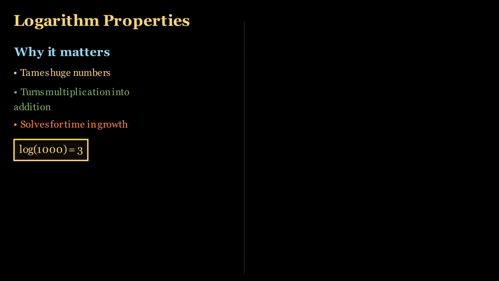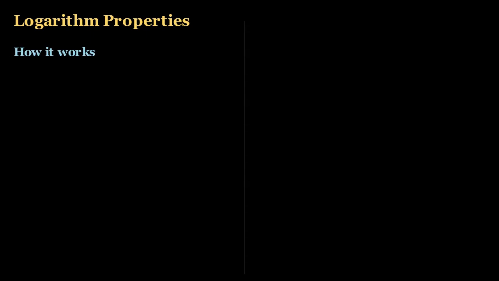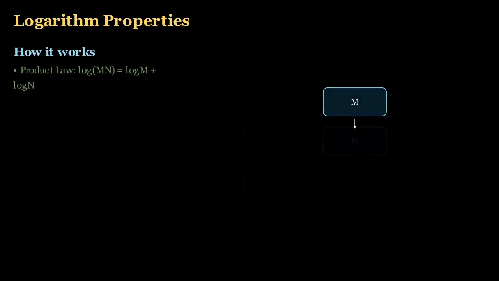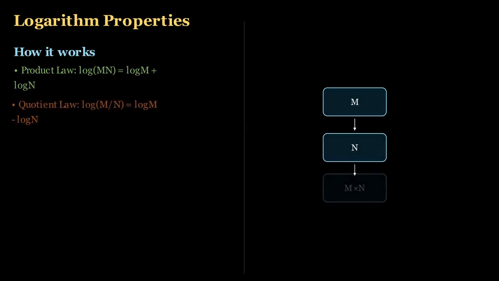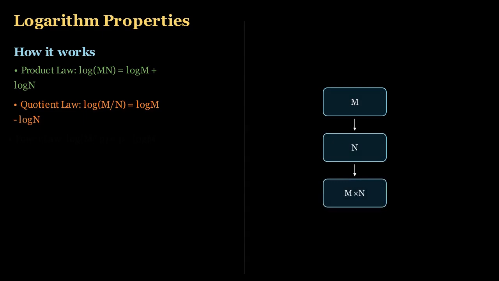First, the product law. Say log base b of m is x, and log base b of n is y. That means b to the x equals m, and b to the y equals n. Now multiply m and n. That's b to the x times b to the y. By the product law for exponents, we add the powers, it's b to the x plus y. So the logarithm of the product m times n is that exponent, x plus y. But x and y were just the logs of m and n. So log of a product equals the sum of the logs.